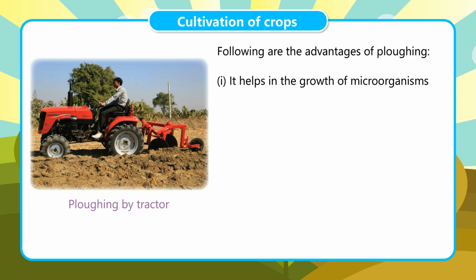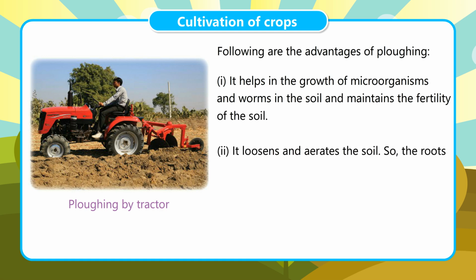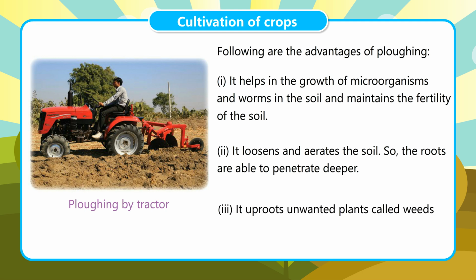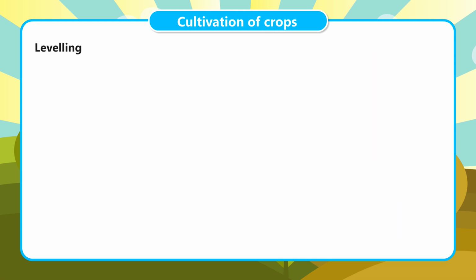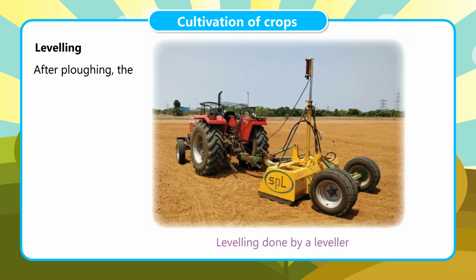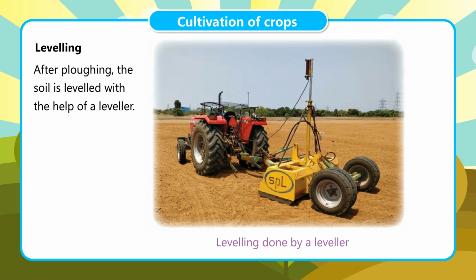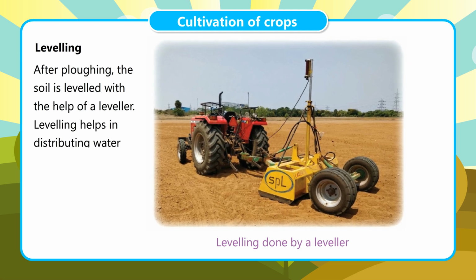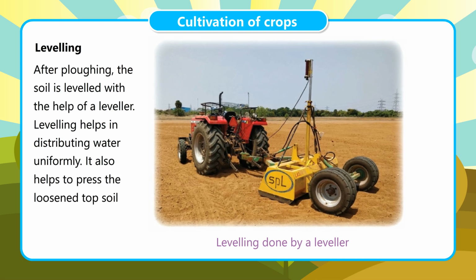It helps in the growth of microorganisms and worms in the soil and maintains the fertility of the soil. It loosens and aerates the soil, so the roots are able to penetrate deeper. It uproots unwanted plants called weeds and kills them. Leveling. After plowing, the soil is leveled with the help of a leveler. Leveling helps in distributing water uniformly. It also helps to press the loosened topsoil and prevents soil erosion.